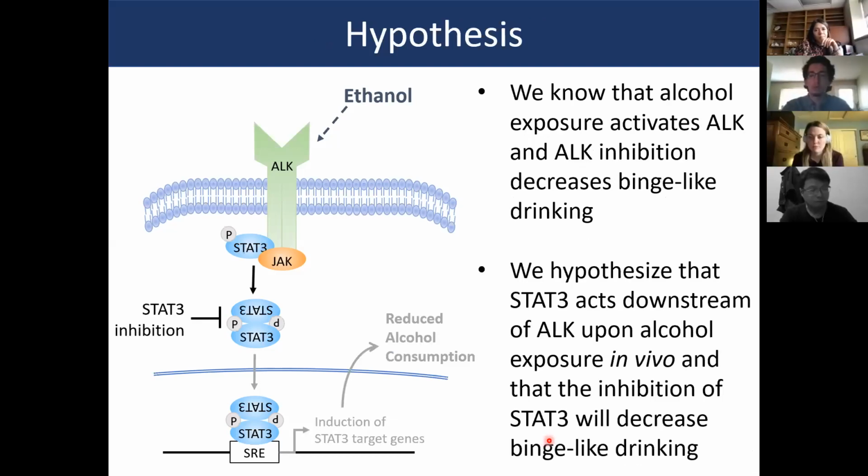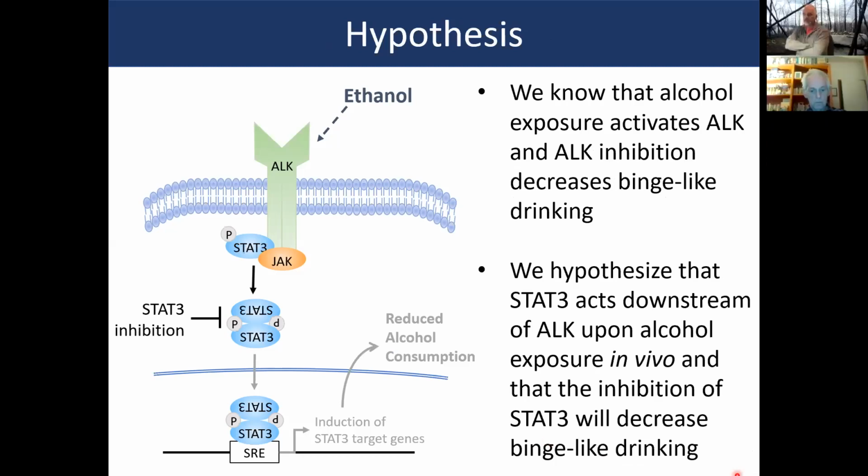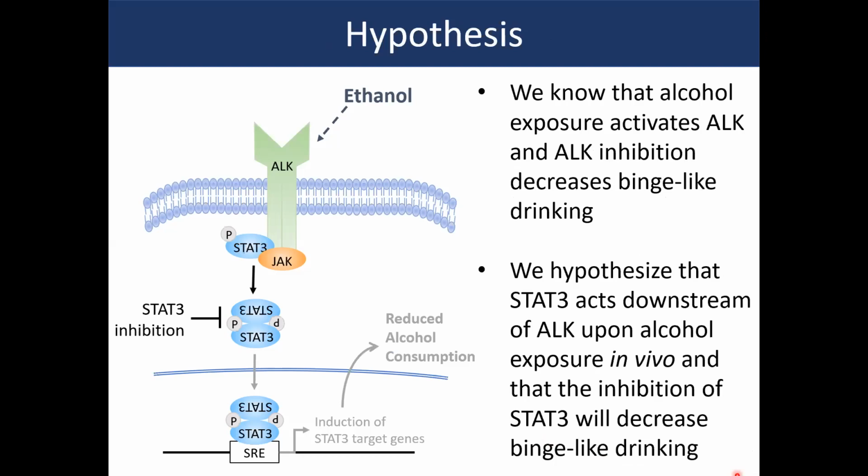Which leads us to our hypothesis. We know that alcohol exposure activates ALK, and ALK inhibition decreases binge-like drinking. So we hypothesize that STAT3 acts downstream of ALK upon alcohol exposure in vivo, and that the inhibition of STAT3 will decrease binge-like drinking.